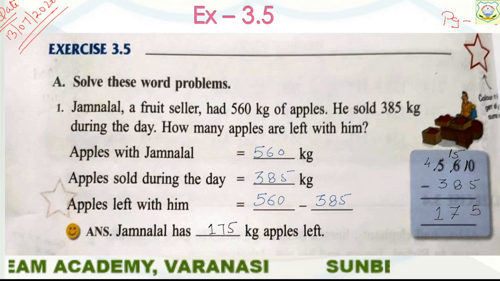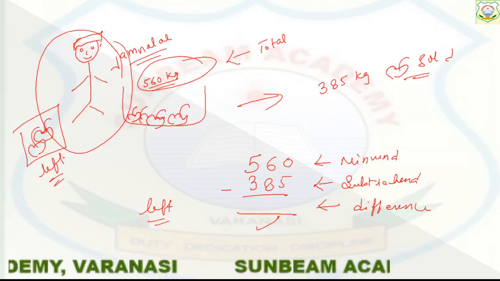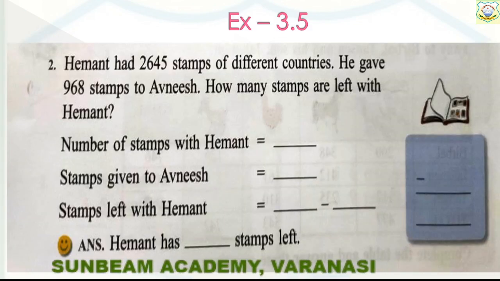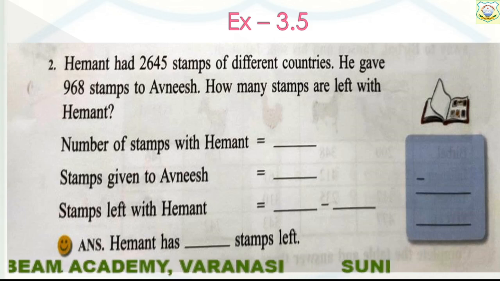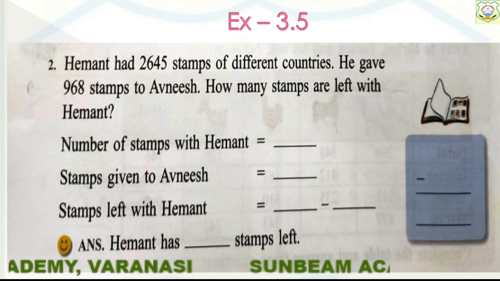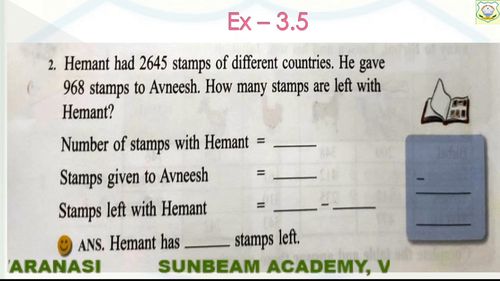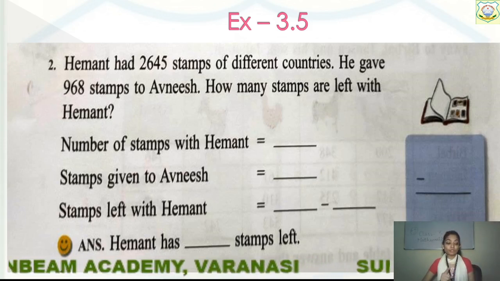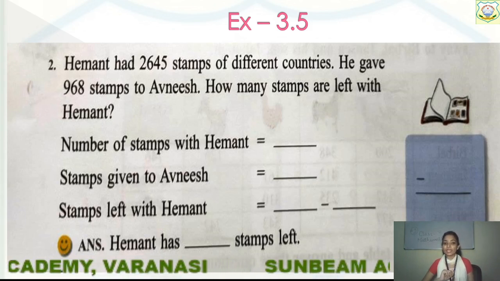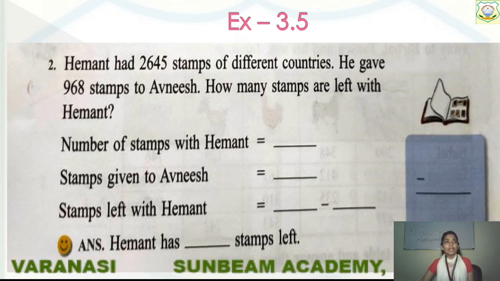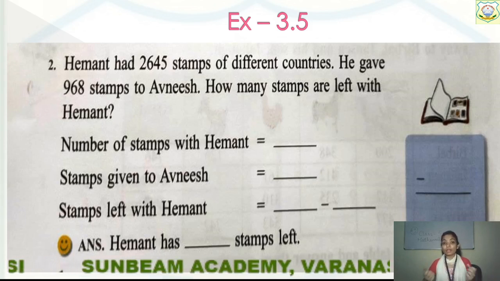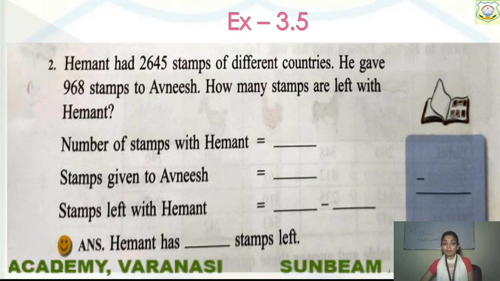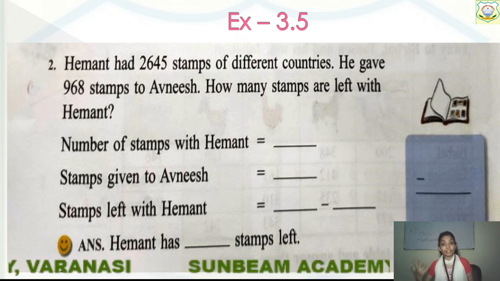Okay, now let's do the second question. Let me erase it. Okay. Second question is, first we have to understand. So, the second question. Hemant had 2,645 stamps of different countries. There are some people who like to collect stamps. Okay, so Hemant is also like them. So Hemant used to collect stamps of different countries.